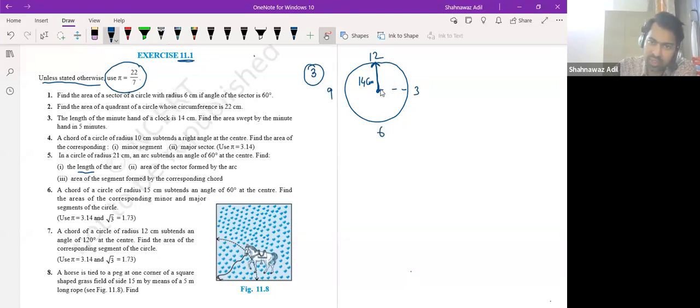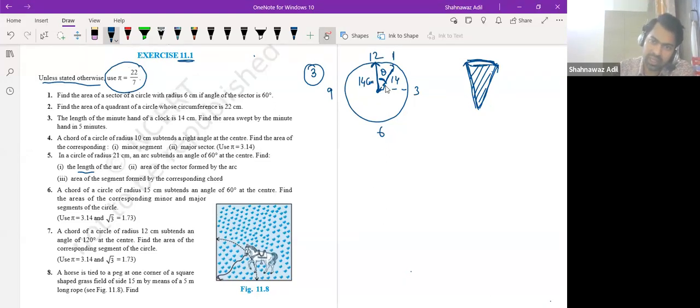So in 5 minutes, we have to figure out what is the angle it is, right? So this would be the area that is swept by this minute hand. So in 5 minutes, it is reaching here, right? So we have to find out this area, and to calculate this area, we have to find out this angle, right? This is 14 and this is 14.